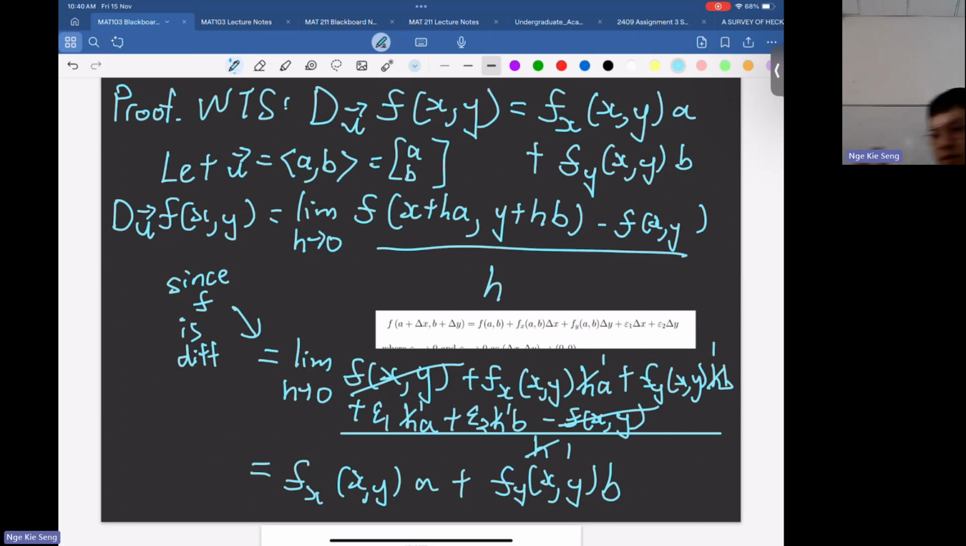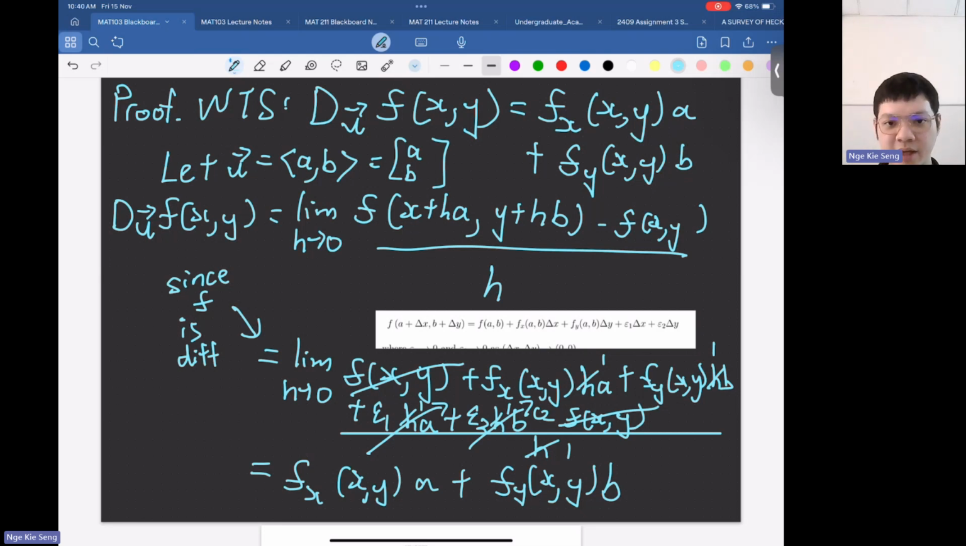Okay or not? So what do we use here? We just use two things: definition of directional derivative, definition of differentiability. Okay, just these two. Then we get this proof. Understand? Okay.